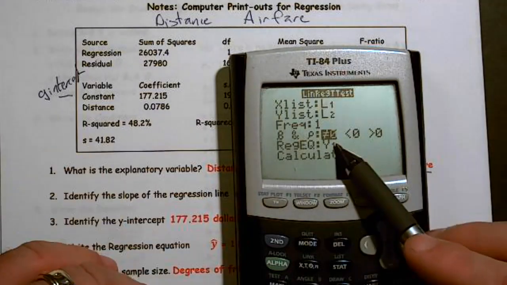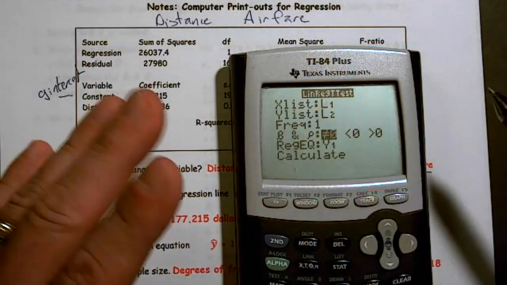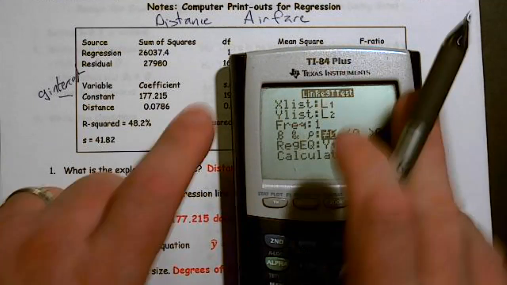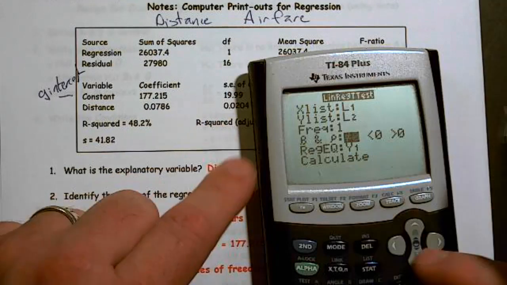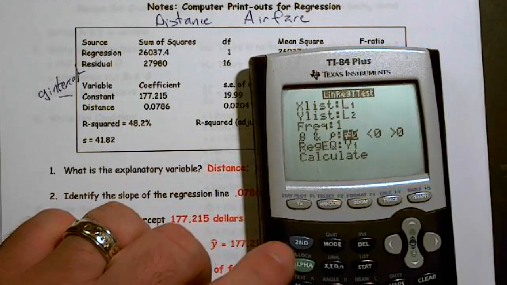Almost guaranteed to be not equal. And if they didn't tell you anything, it is not equal. And all of these tables are done as a not equal. So I'm going to go ahead and do that, and then I'm going to store my regression equation.